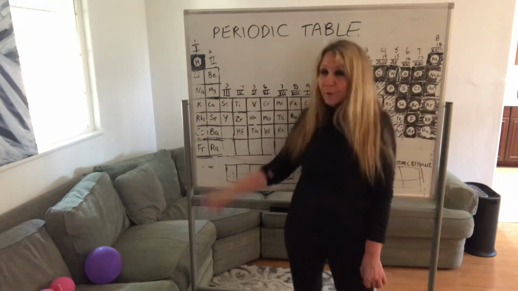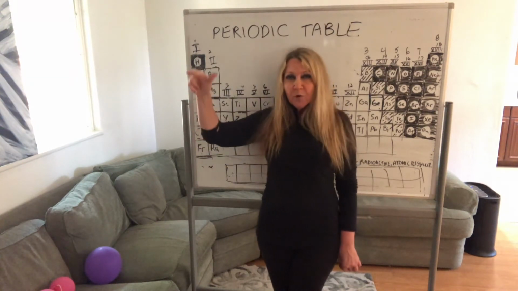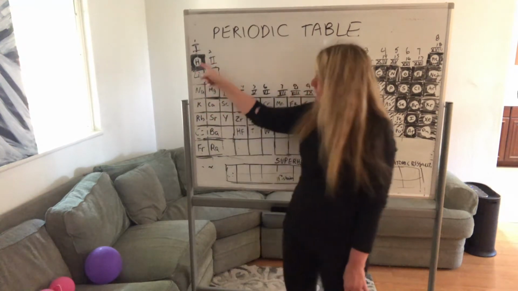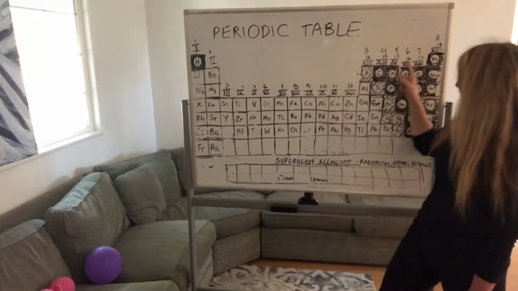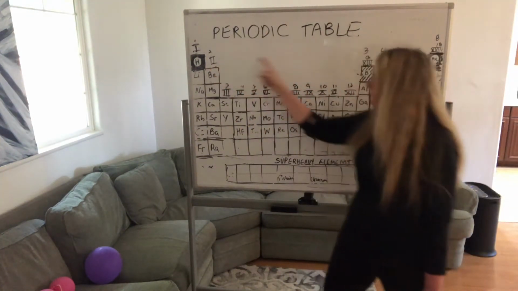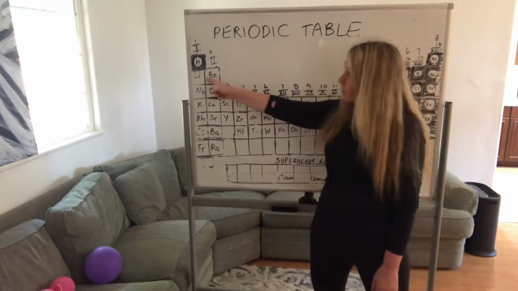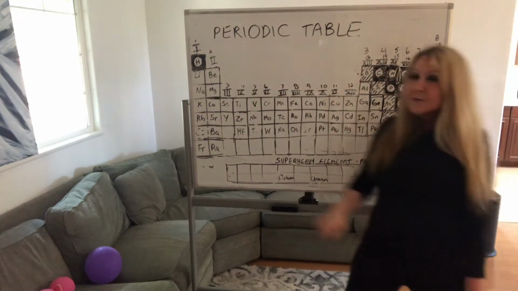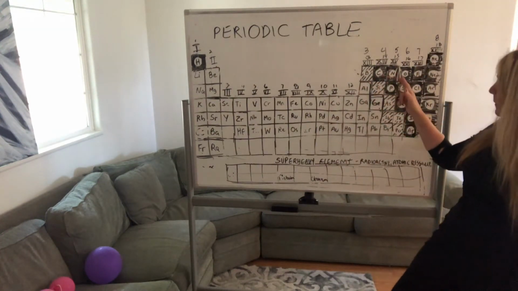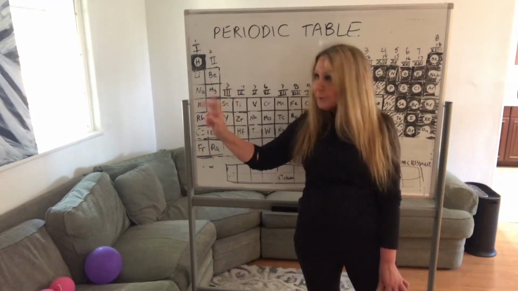And each row indicates the energy level of the atom. So the first row has only one energy level. That first row includes hydrogen and helium. So hydrogen and helium are in the first row. They have one energy level. That's it. Second row has two energy levels. That includes lithium, beryllium, boron, carbon, nitrogen, oxygen, fluorine, and neon. Two energy levels, period 2.